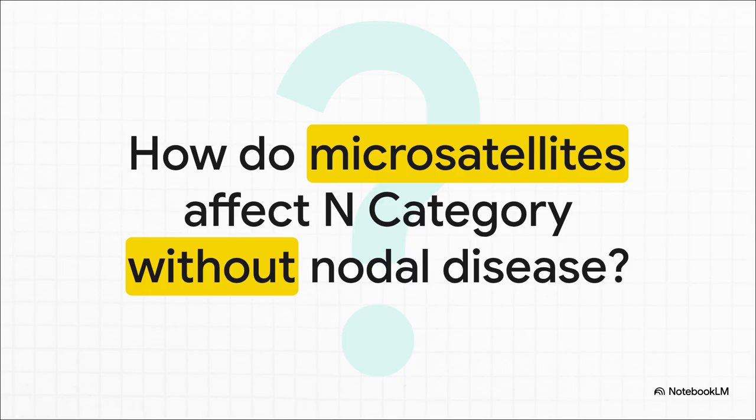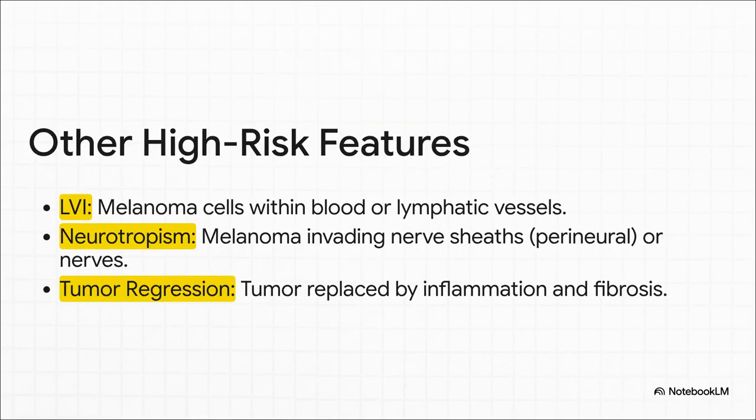Just finding microsatellites by themselves automatically kicks the patient up to at least an N1C stage. That tells you just how serious a finding this is. We also keep an eye out for other high-risk features, things like lymphovascular invasion, neurotropism, and tumor regression. They all give us crucial clues about how aggressive the tumor is. But here's the key thing to remember: while they are all powerful prognostic signs, none of them are actually used to figure out the final T category.